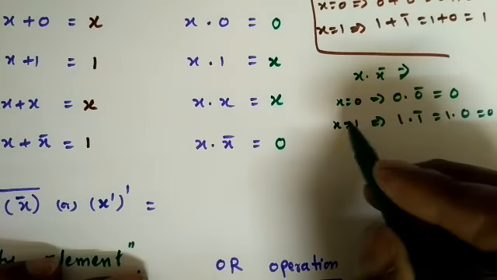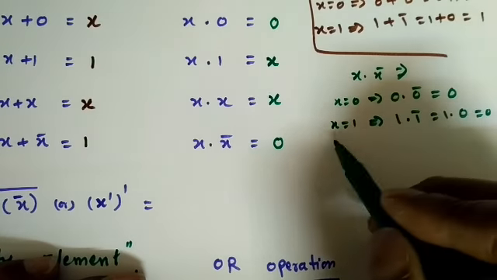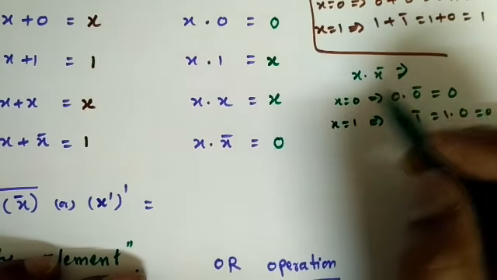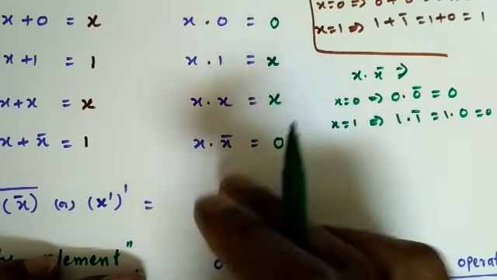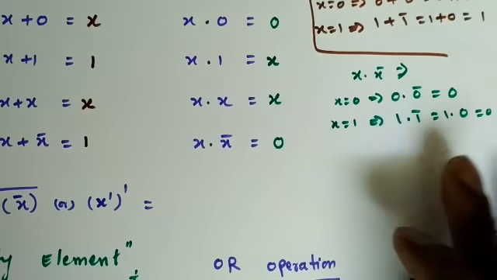So whatever the value, there are only two values, right? Either 0 or 1. When we substitute 0, we get 0, and when we substitute 1, we get 0 as well. So what is x into x bar? Always 0. A into a bar, b into b bar, c into c bar, and so on. Always it will be 0.